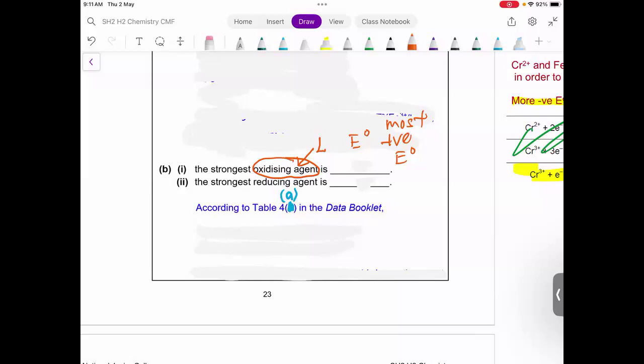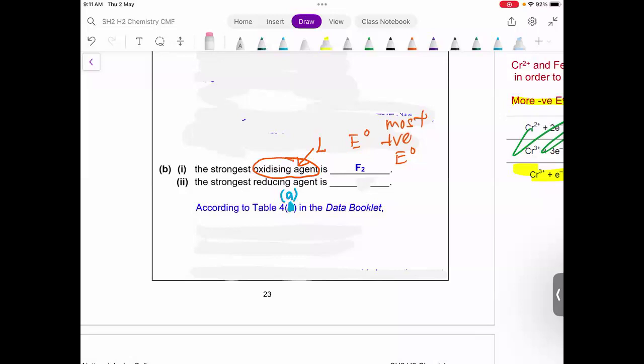So what's the answer? Fluorine. Okay, so do you manage to get fluorine? Among all the elements on the left side, fluorine is the one that gives you the most positive electrode potential. Okay, then how about reducing agent? If it's reducing agent, then you should be looking at species on the right side. Since you are looking at the reverse direction, the E naught value should be most negative.